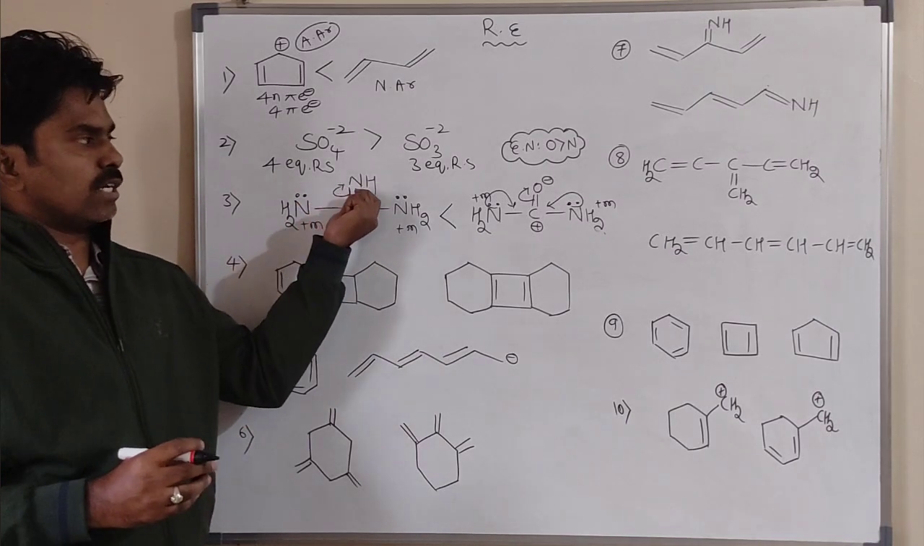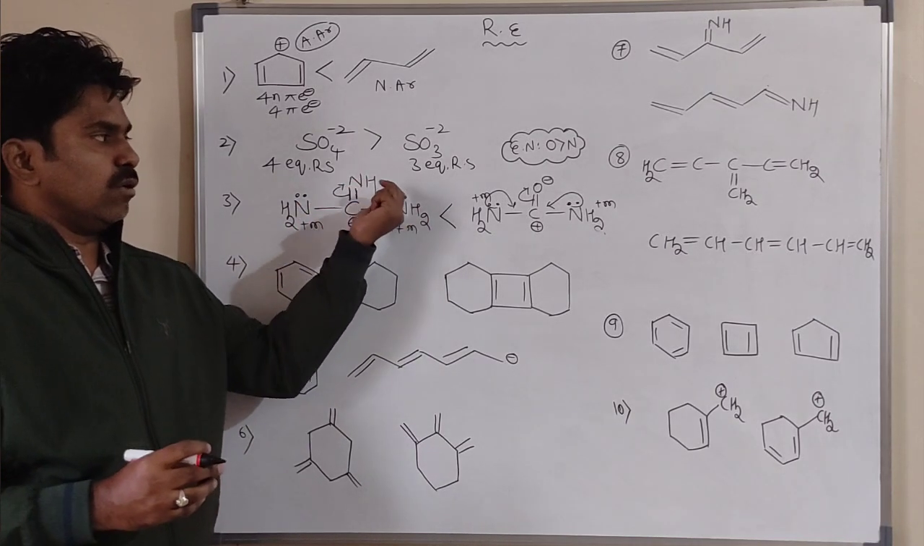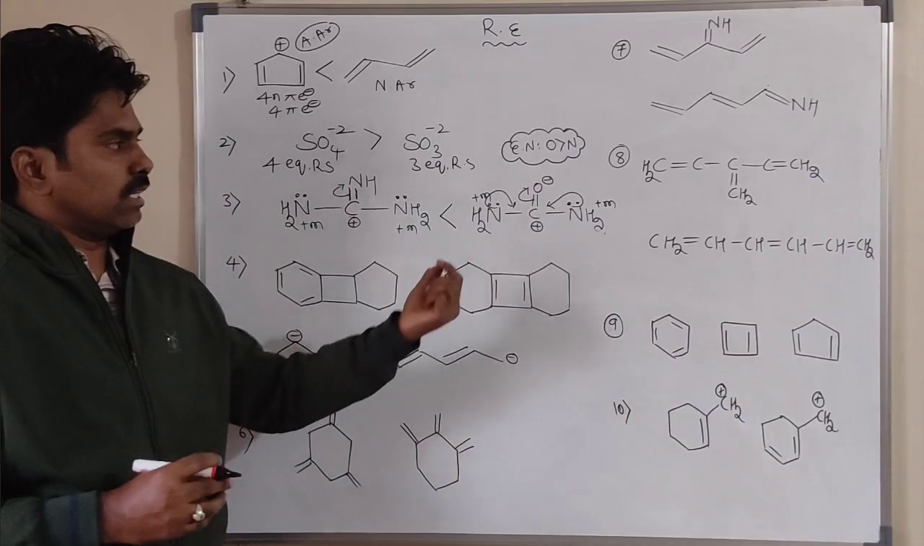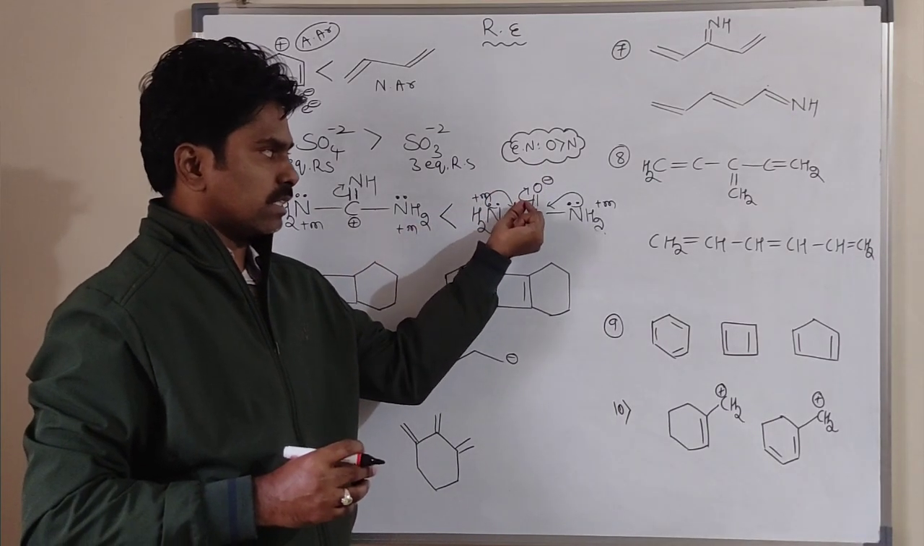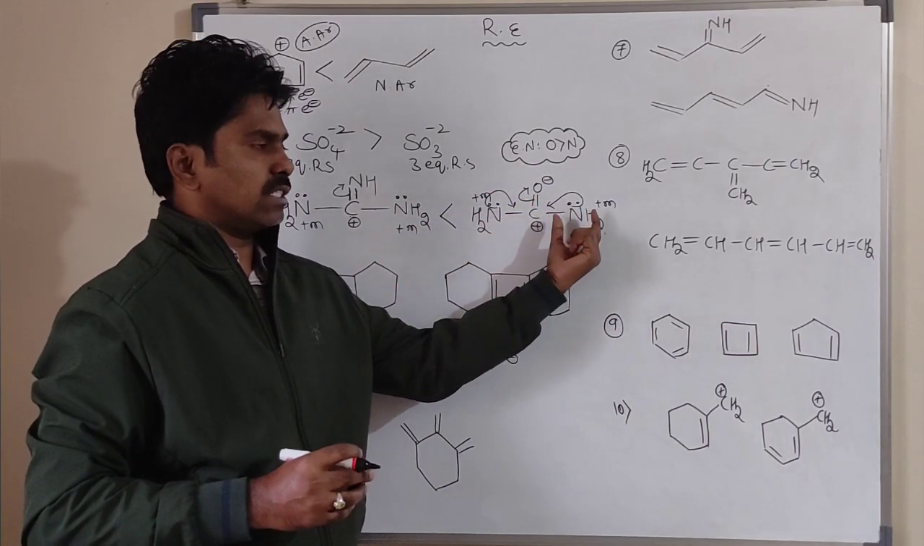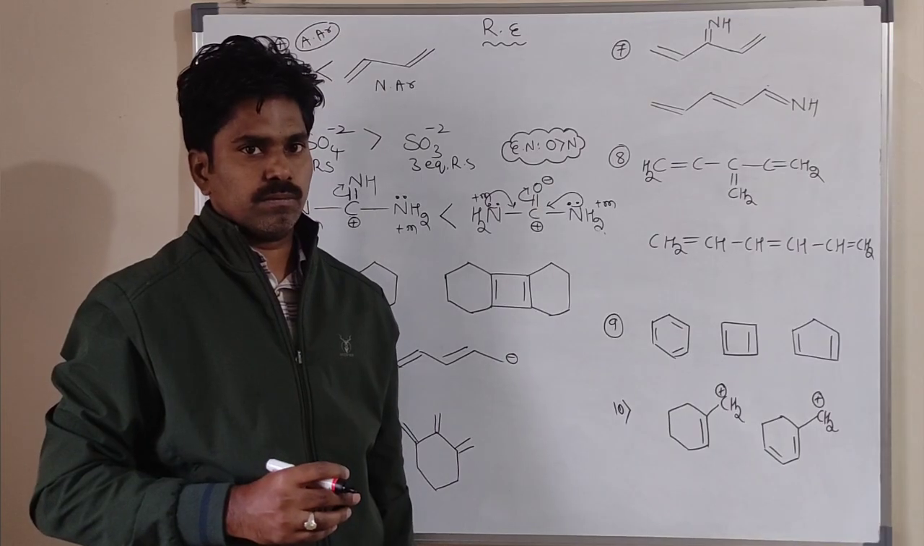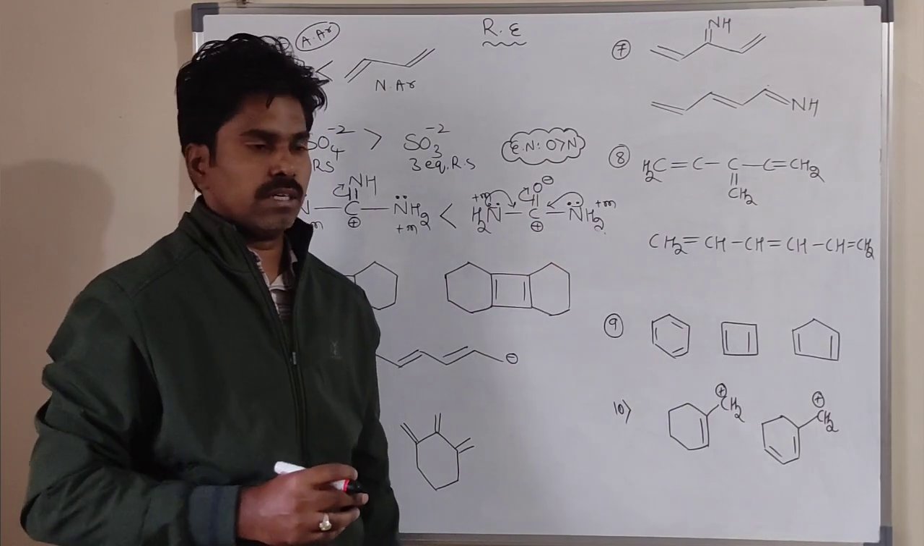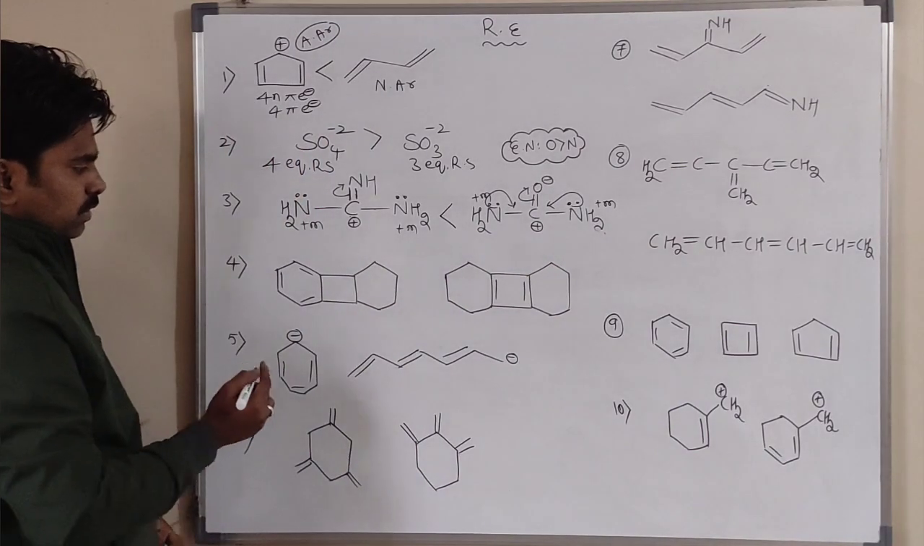Because electronegativity is less, the delocalization is low. When electronegativity is higher, delocalization is easily and quickly possible. Okay, right. Next, come to the fourth question.